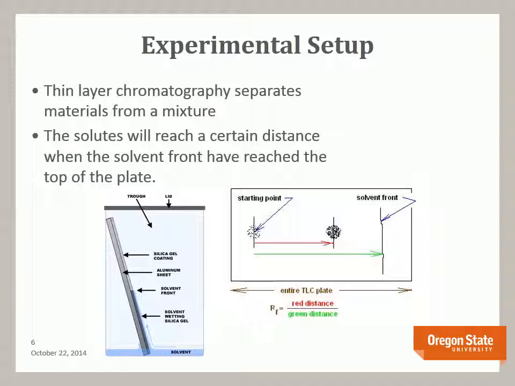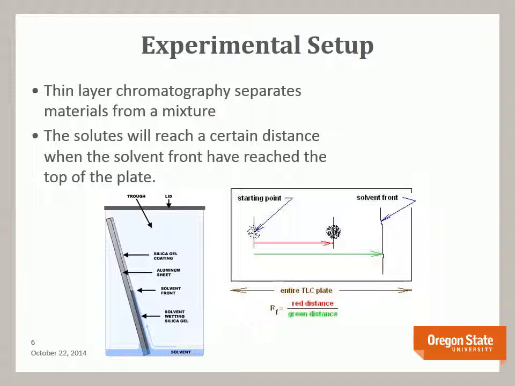Now, once it is read, the distance that the solute, or the parts of the mixture that we're interested in, have traveled gives us information. So the most important piece of information that you get is the RF value. And the RF is defined by the distance that the solute has traveled over the distance that the solvent front has traveled.